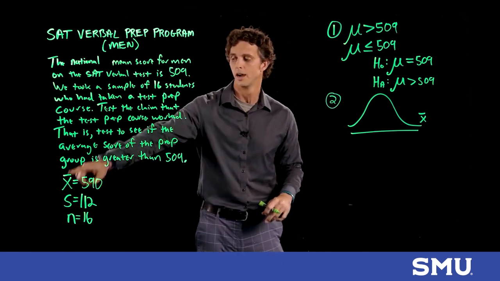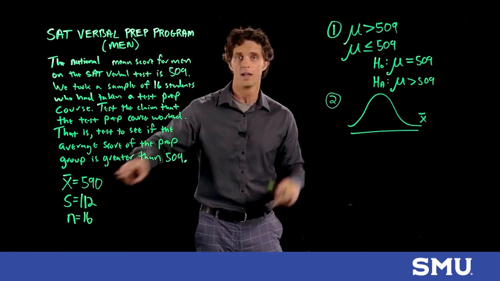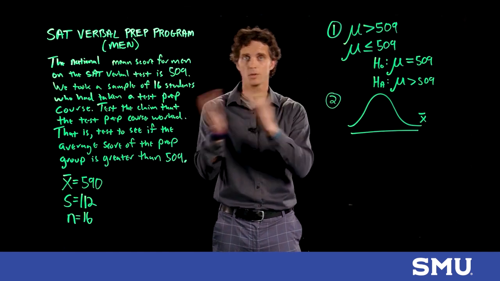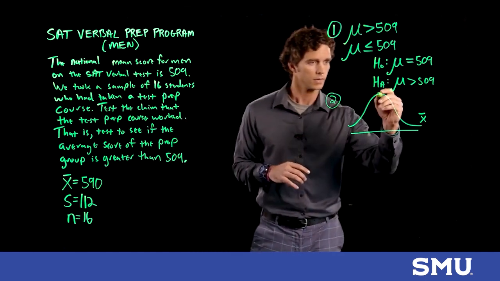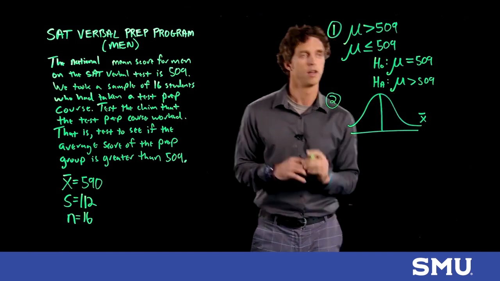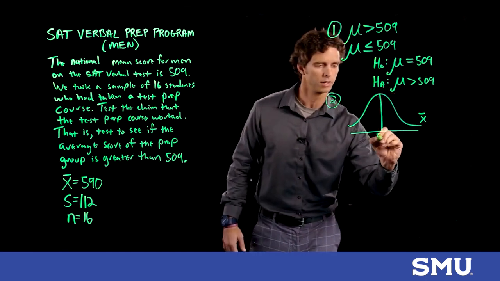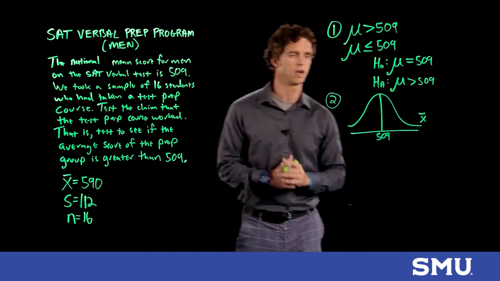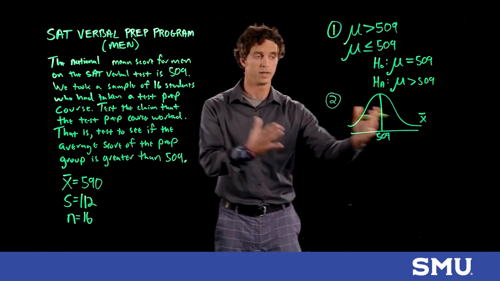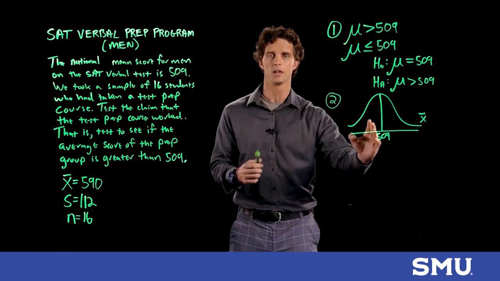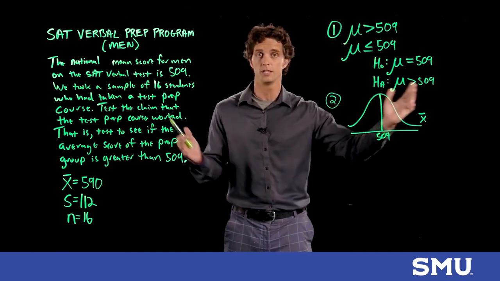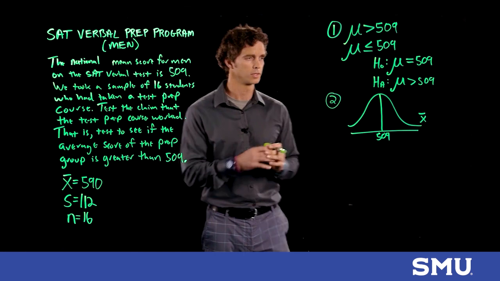We went and took a sample of 16. I want to know if I took a bunch of samples of 16, how much could I expect that x bar to move around? And so under the null hypothesis, we're assuming that the mean is 509. And we're going to see if what we observed is close. Does that agree with the mean being 509? Or does that suggest that the mean should be bigger than 509? So that's what we're setting up here.